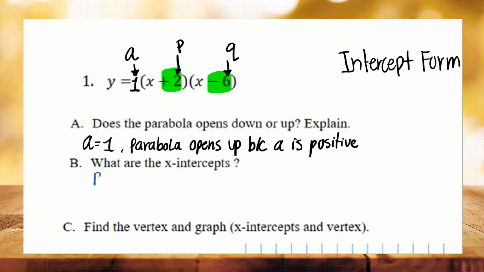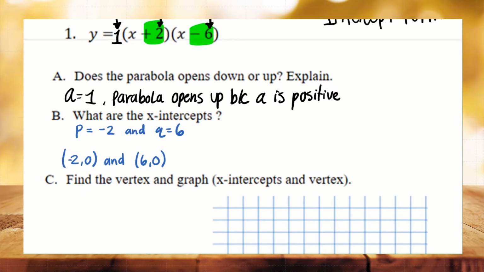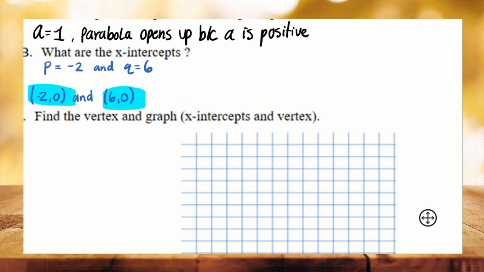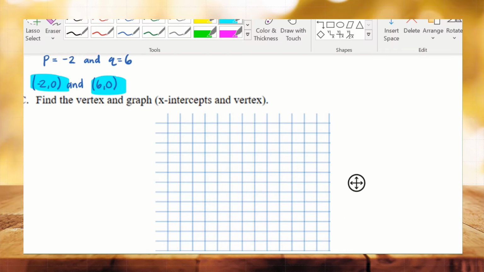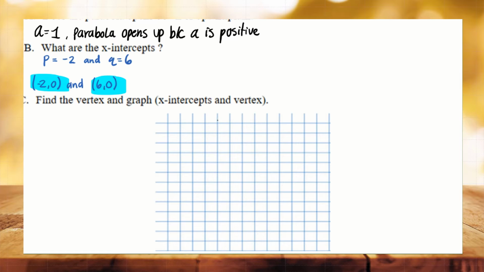The next part is identifying the x-intercepts, which we get from the opposite of p and q. So p is going to be -2 and q will be +6. Because we're going to be graphing those x-intercepts, let's write them as ordered pairs: (-2, 0) and (6, 0) are the two points you're going to be plotting on your graph.